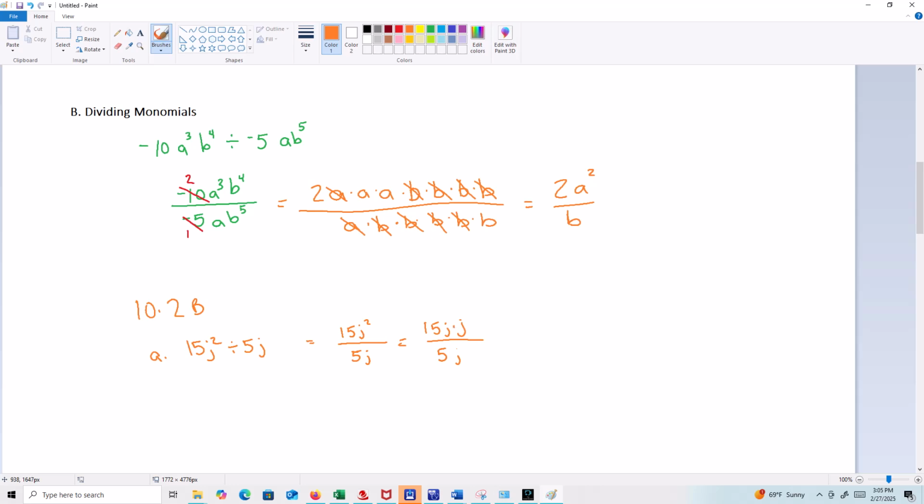All right, up here we have 15 times j divided by 5 times j. The 5 and the 15 are both divisible by 5. So I'm going to divide 5 into the bottom and 5 into the top. And I get 3. And then one j will cancel out the other j. And I end up with 3j. All we're doing right now is simplifying.